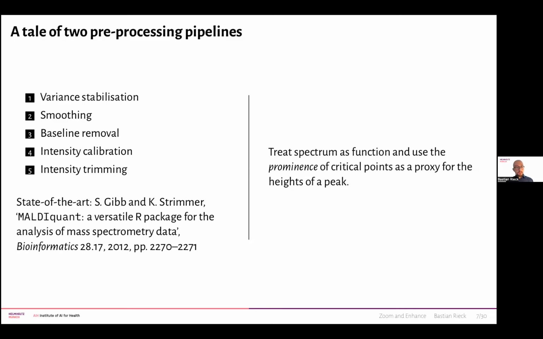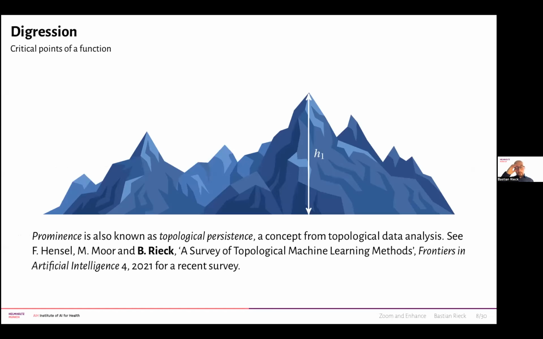So the first thing that we wanted to do as part of this project is figure out whether there are easier ways to deal with spectra in practice. To this end, we developed another pipeline that has just a single step. Namely, we treat the spectrum as a function, and we use the so-called prominence or persistence of critical points of the function as a proxy for the heights, for the intensities of a peak in the spectrum. Now, this is one example of this zoom and enhance that I wanted to show you, a multi-scale view of the data, if you will. And for this, I need a brief digression so that you understand what we're talking about.